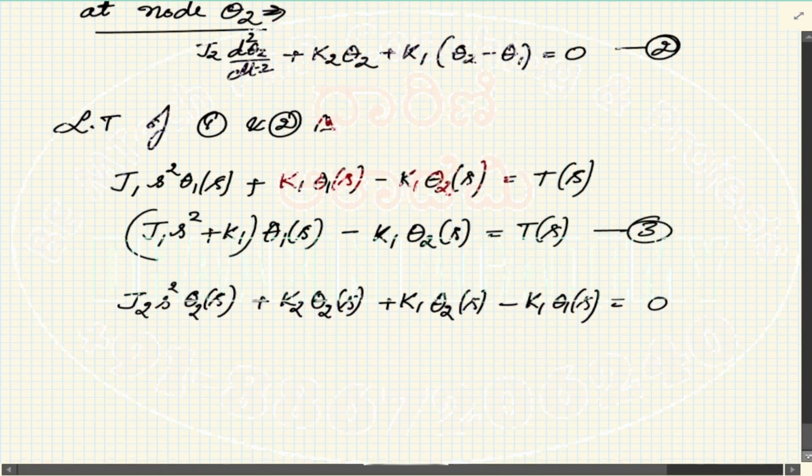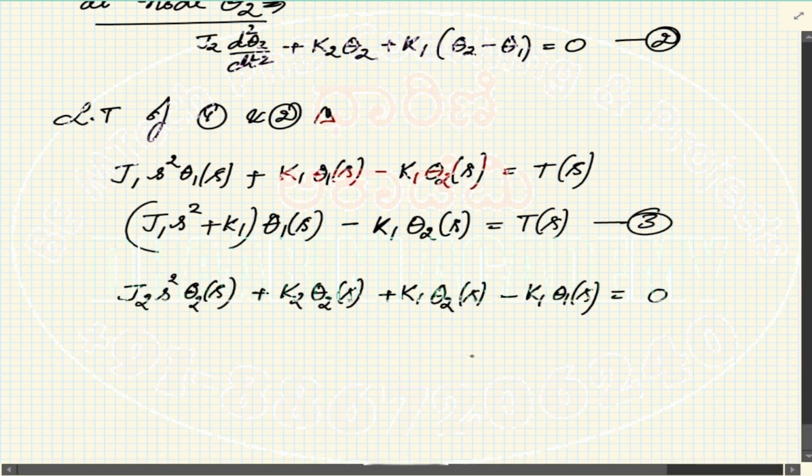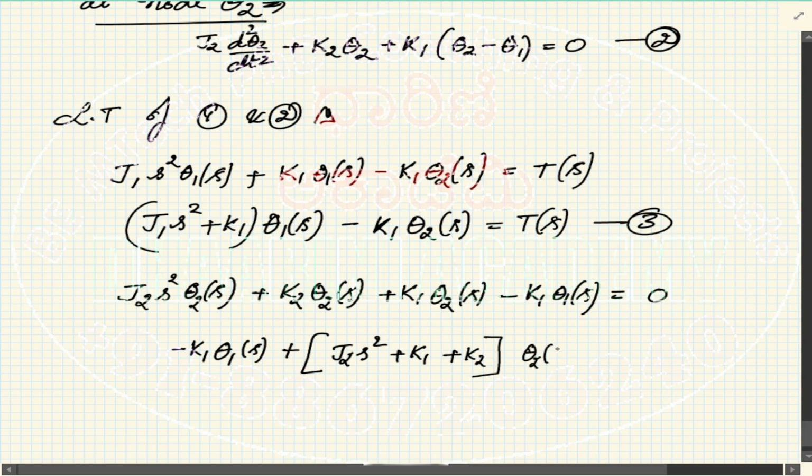Now let's separate and write the terms containing theta 1 and theta 2. I prefer writing the theta 1 first. Okay, so this is minus K1 times theta 1 of s plus J2 s squared plus K1 plus K2 into theta 2 of s equals to 0. So call this as equation number 4.